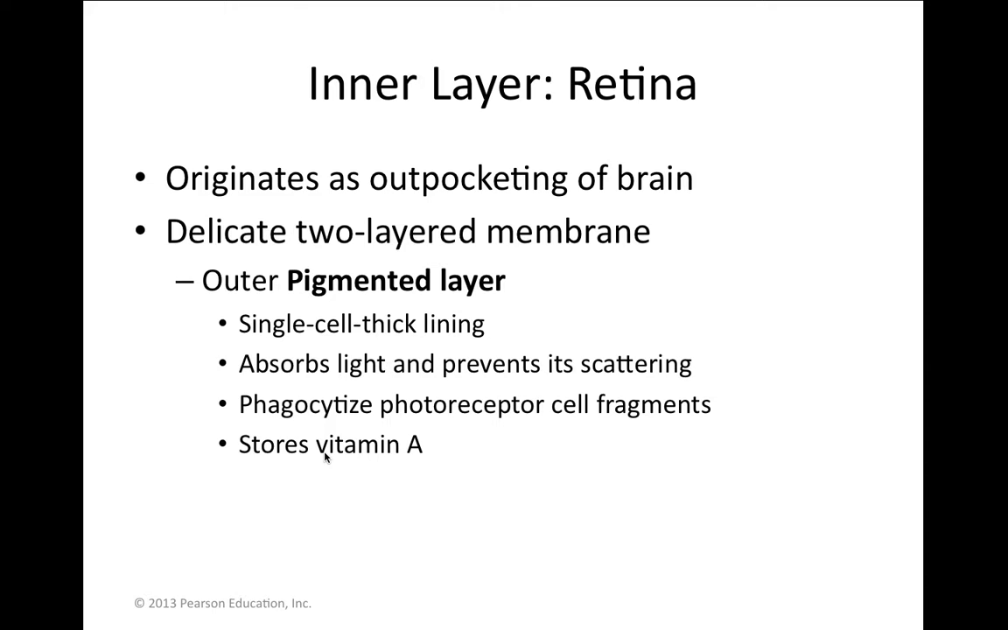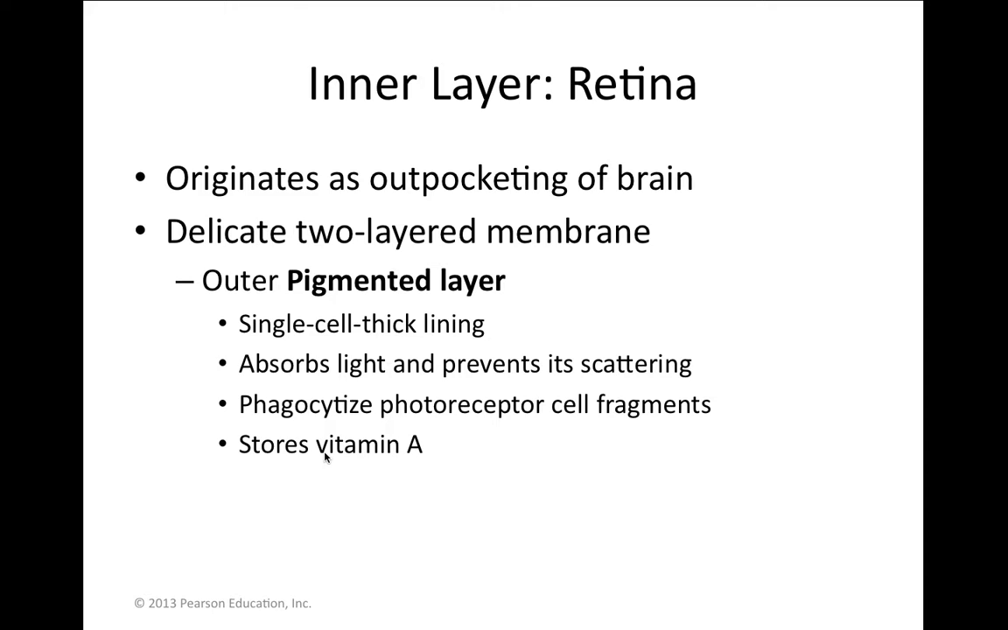So there is the neurological component. There are receptors and neurons found there, and that is how you perceive vision. You see light beams, and you create images from that. It's a delicate two-layered membrane. You have the outer pigmented layer, which is of course colored, and that is a single cell thick lining. So you have one layer of cells, and this absorbs light and prevents it from scattering.